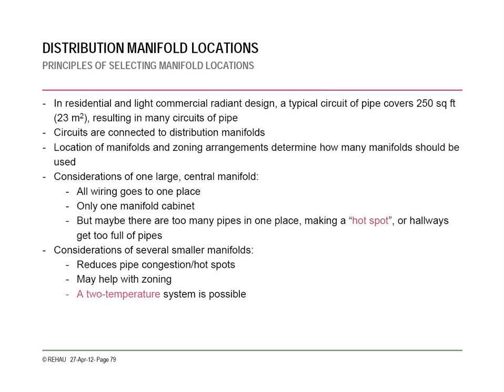One of the main considerations, especially in a house or a floor of a building, is whether you are going to have one central manifold, or a couple of smaller ones for different areas. That also affects how you're going to zone the system. If you have one temperature zone versus several, it may affect how many manifolds you use.